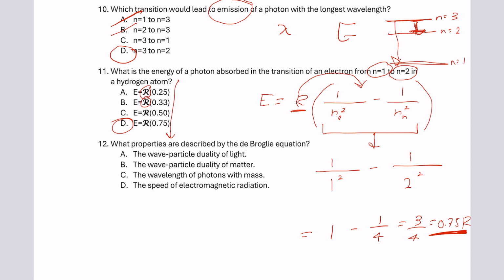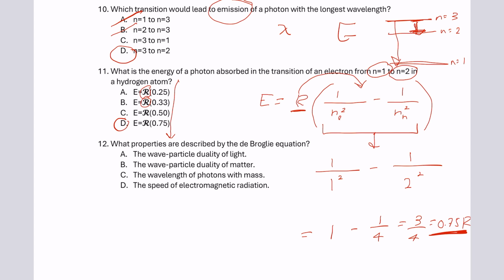Problem 12 says, what properties are described by the de Broglie equation? A says the wave-particle duality of light. B says the wave-particle duality of matter. C says the wavelength of photons with mass. And D says the speed of electromagnetic radiation.